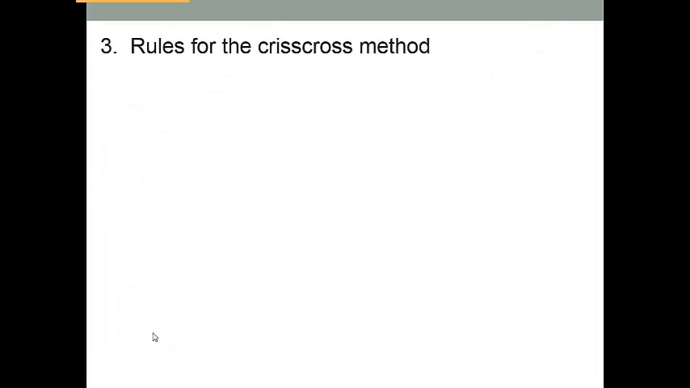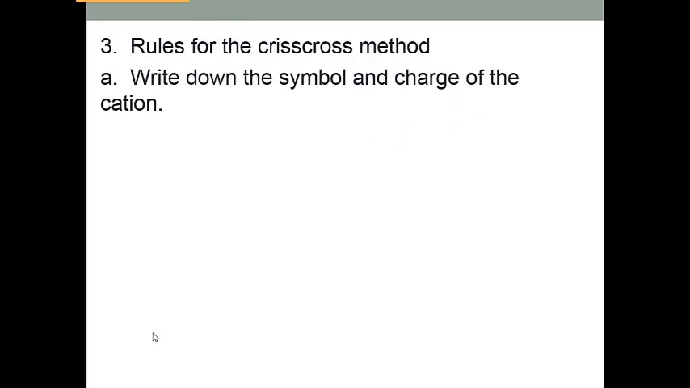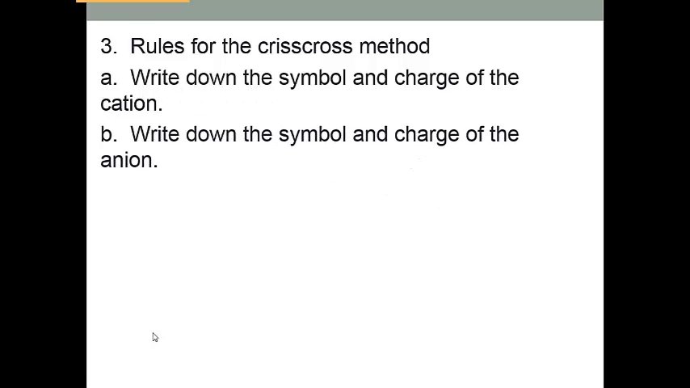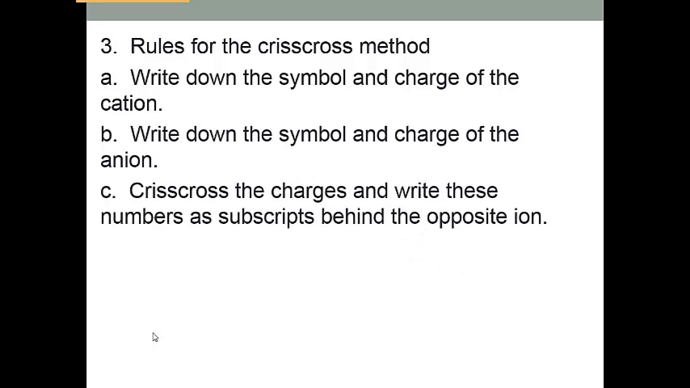Some rules for the crisscross method. This crisscross method is just a way to always ensure 100% of the time that your plus and your minus charges are going to add up and be equal to 0. The first thing you want to do is write down the symbol and the charge of your cation. Your positive always goes first. Then you're going to write down the symbol and the charge for your anion, your negative. That'll be your nonmetal.